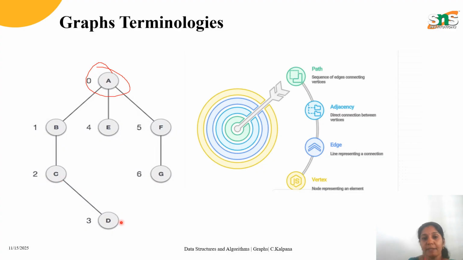So like that, when I say adjacency, we have to see the direct connection from the particular node. And an edge is nothing but the connection between the vertices. This we call the edge, and vertices are the nodes. This A, B, E, F, G, C, D. So these are all the vertices of the graph.